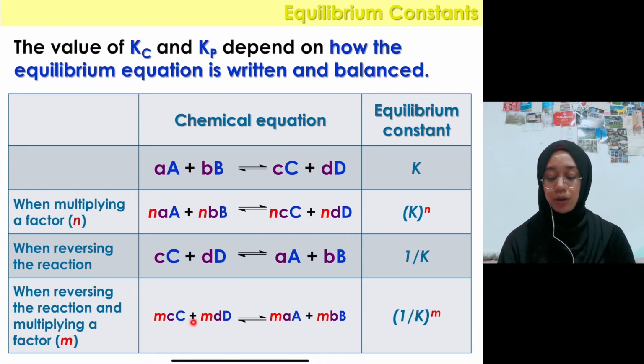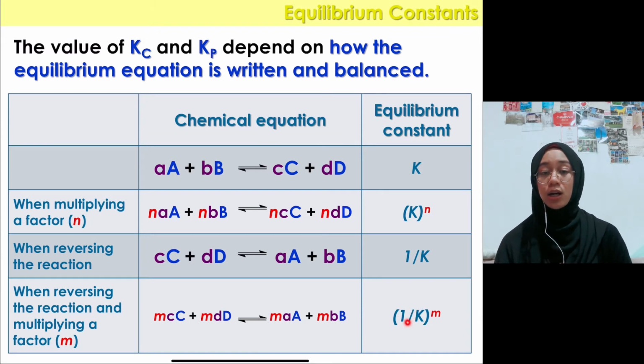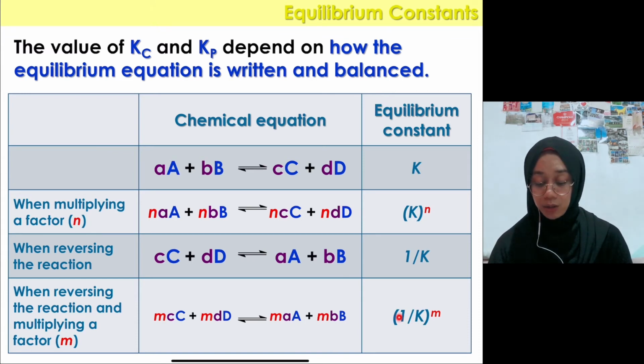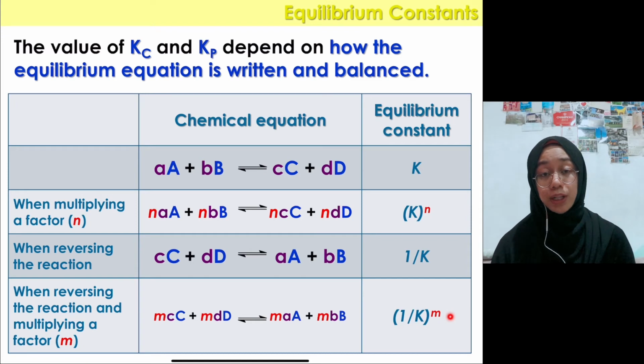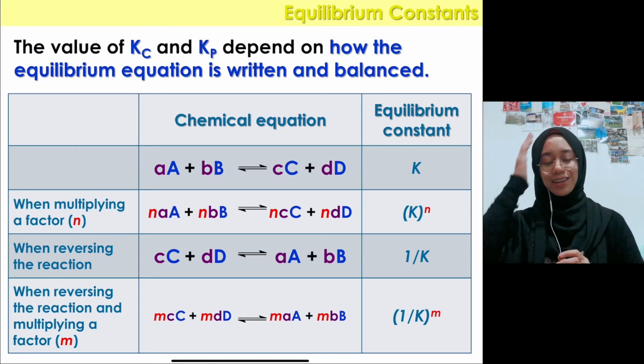So, what's going to happen now is, your new K, your new equilibrium constant is, you take the old one, the initial 1/K, but the whole thing now, you need to put it to the power of the new factor that you applied earlier. Okay, M here.